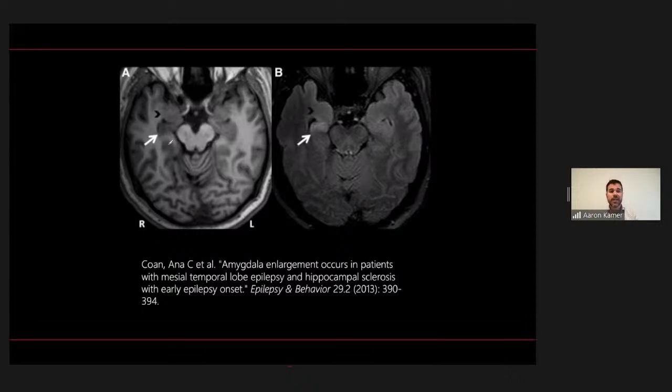Interestingly, if a patient has received chronic epilepsy medications and their seizures are well managed, the amygdala enlargement tends to reduce over time. So sometimes on subsequent imaging, that finding will not be nearly as evident as it was in the initial imaging. So it's a very curious finding.